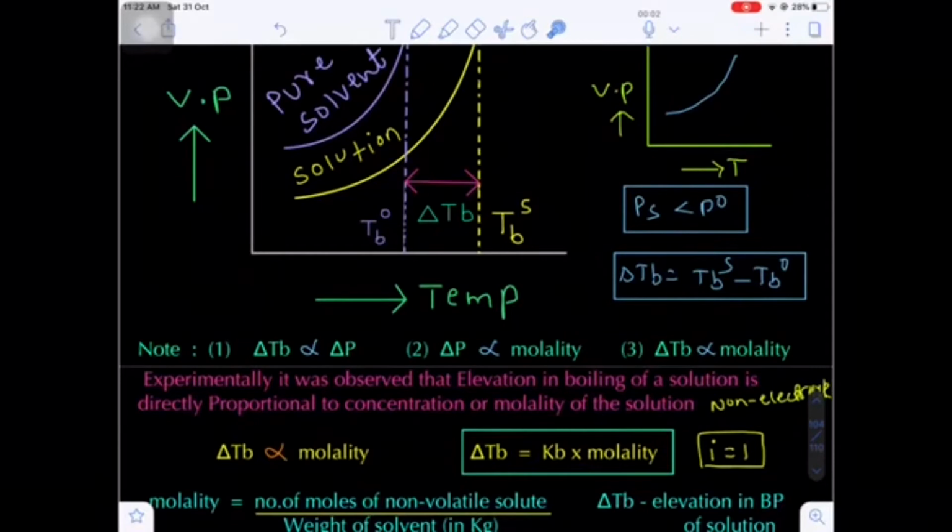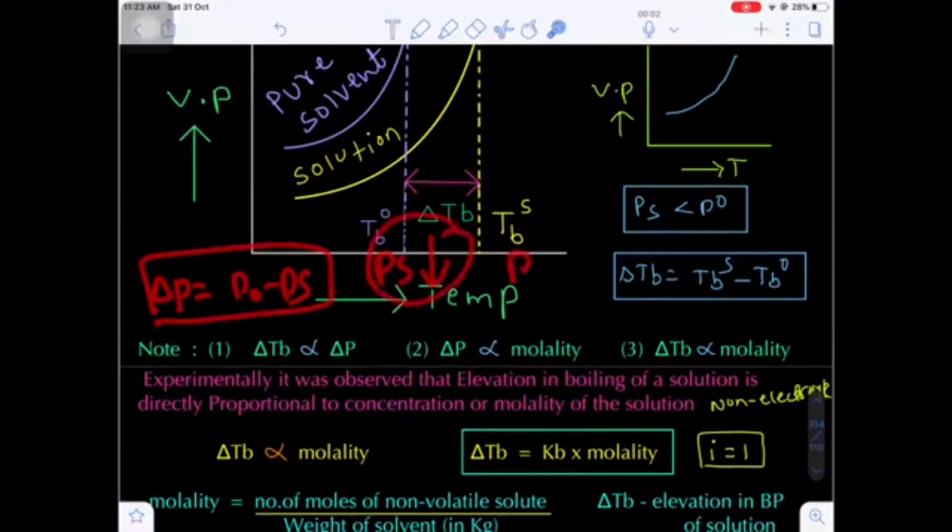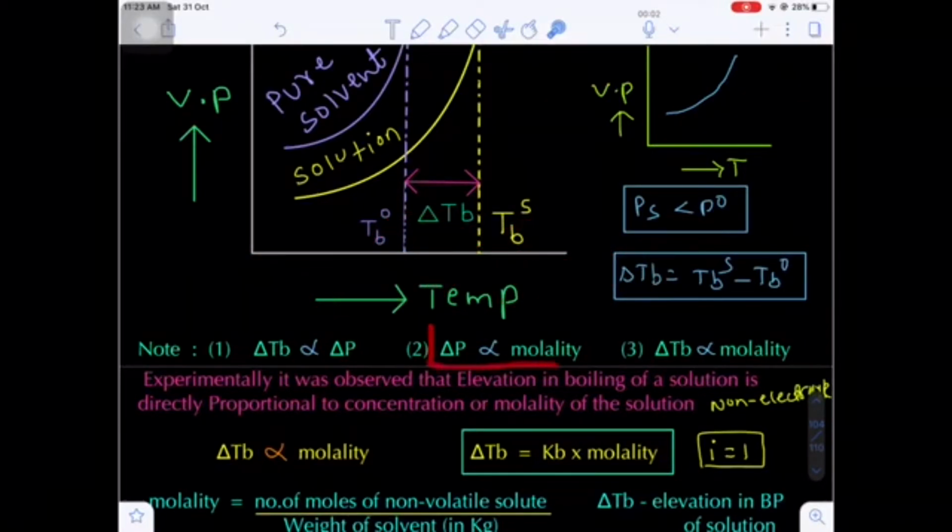Do you know the lowering of vapor pressure is directly proportional to molality, the number of moles of a solute per kg solvent? As the number of moles of a solute increases, the vapor pressure of a solution decreases. The lowering of vapor pressure is P naught minus Ps. When the Ps value decreases, the P naught minus Ps value obviously increases. That's why the lowering of vapor pressure increases with increasing molality.